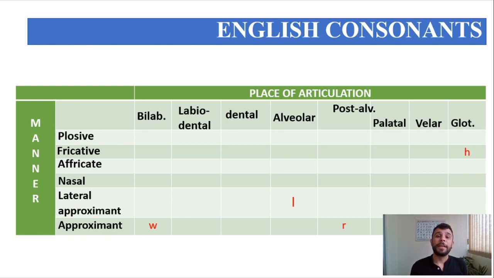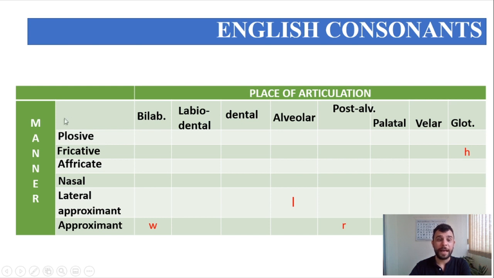And glottal, the only thing that happens is that your vocal folds will approach slightly, but not very much. An example of a sound that happens in the glottis is the sound in house. It looks like a vowel because there is no obstruction here, but it's not a vowel because it behaves as a consonant in English. Okay, so this is where the obstruction occurs, but how it occurs.